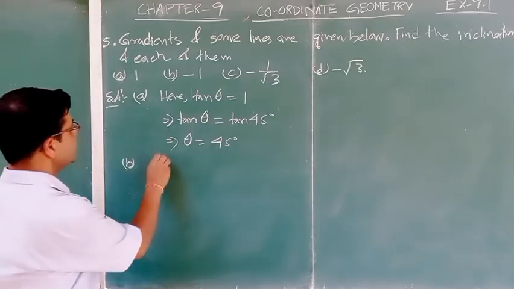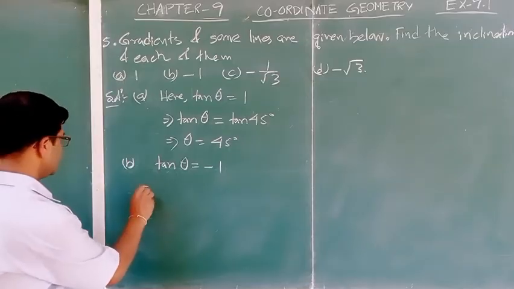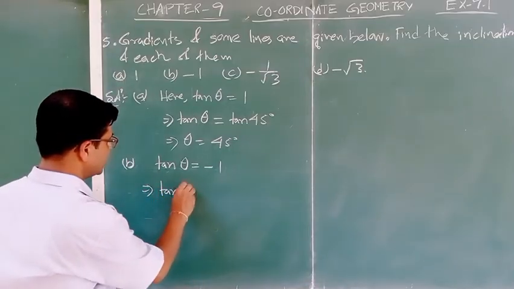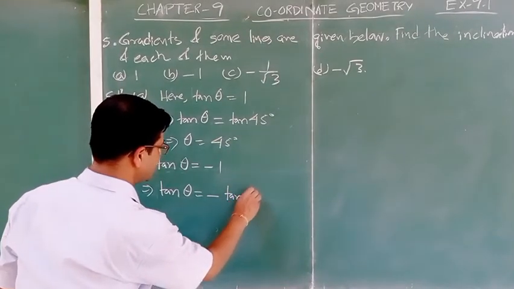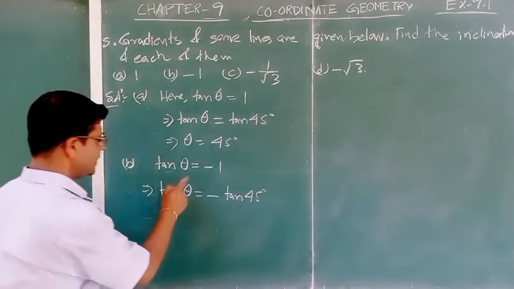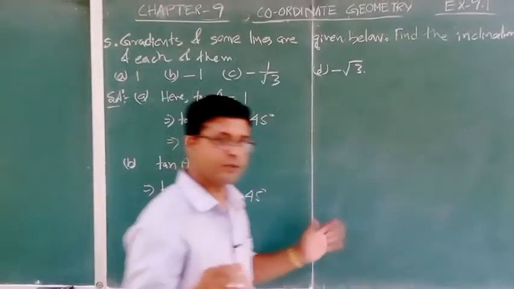Number B, again tan theta. What is tan theta? Tan theta is minus 1. Got it? So tan theta minus 1, tan of which angle is 1? Tan of 45 degree. But here we cannot remove tan because of this minus sign. Now what is the concept? If we know the concept, we can do everything.